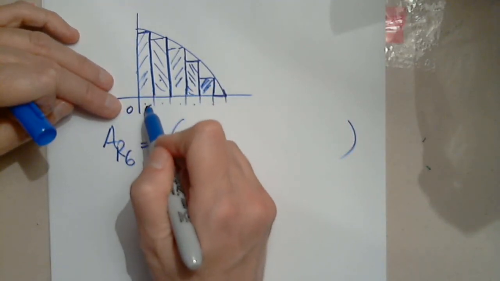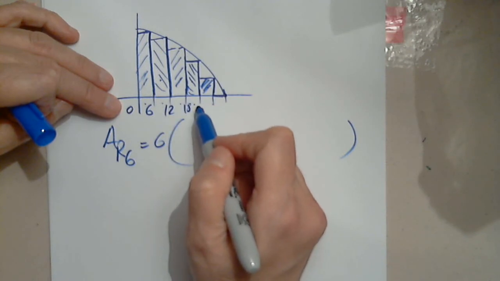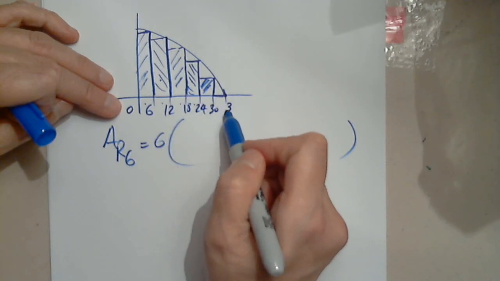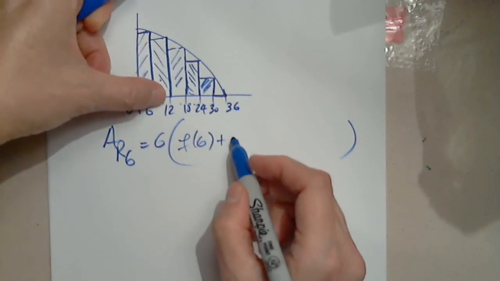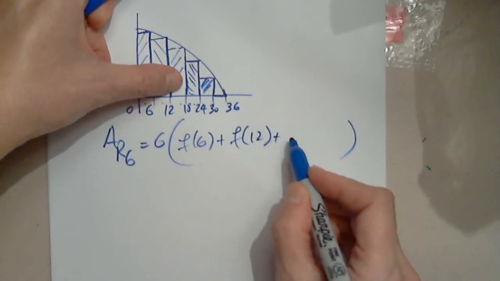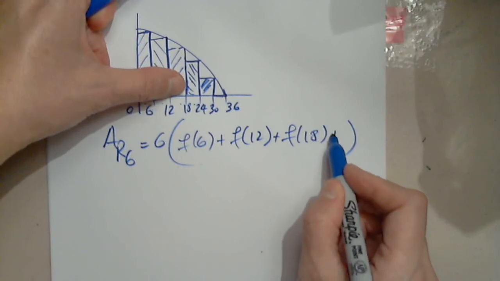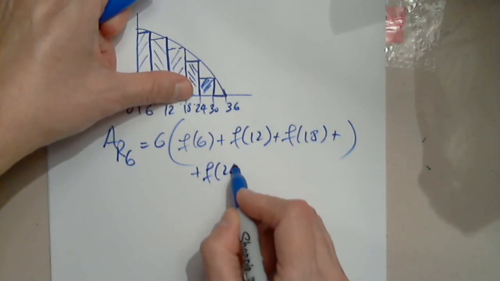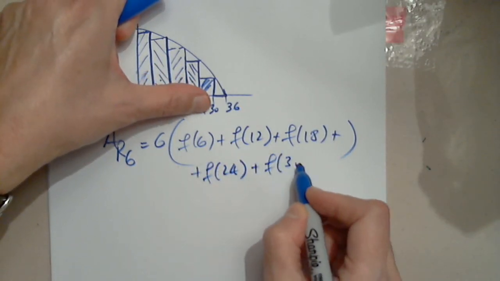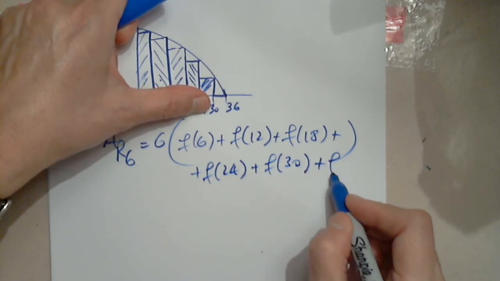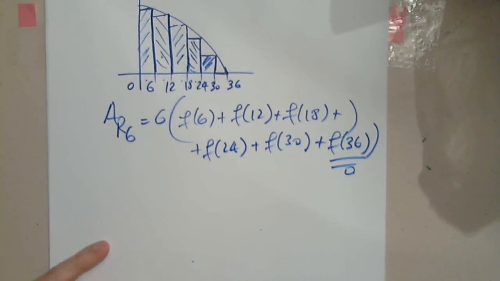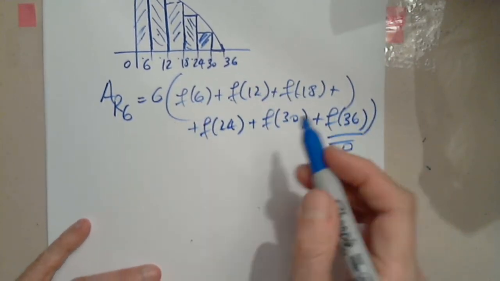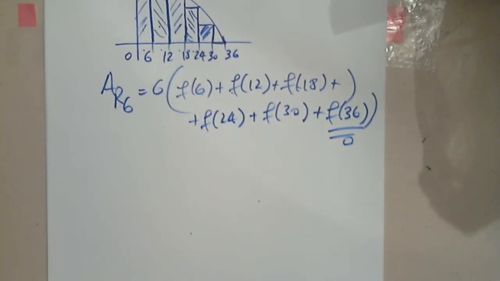So if this is 0, 6, 12, 18, 24, 30, and 36, I will have f of 6 plus f of 12 plus f of 18 plus f of 24 plus f of 30 and plus 0, but let me write it because that's 0. And you estimate all these and multiply by 6.